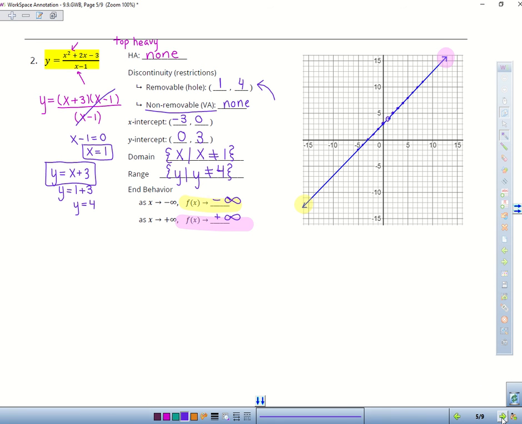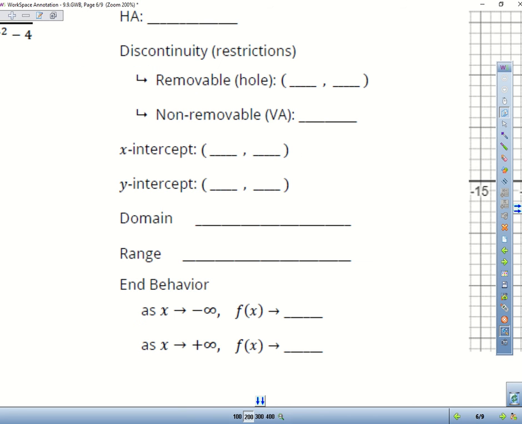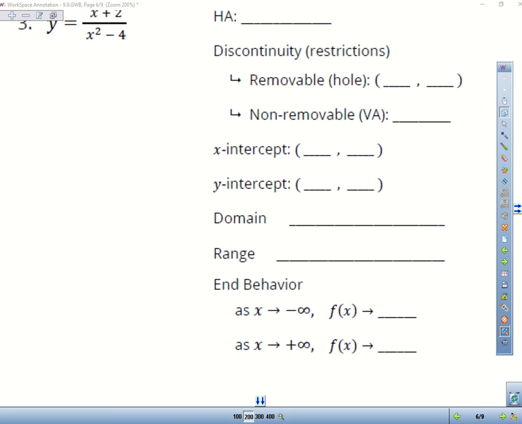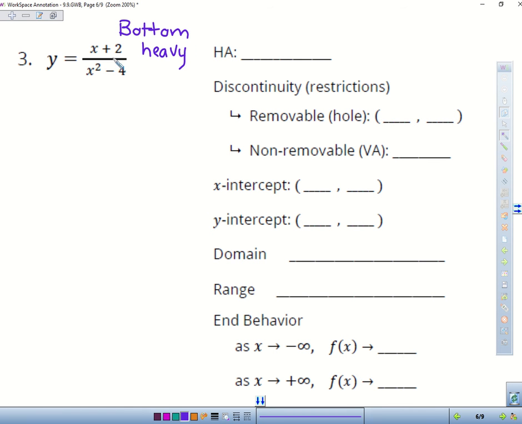All right, so the next one we're going to do is this one here. First thing I do is I determine, is it top heavy, bottom heavy? What's going on with this one? Bottom. Good, this one's bottom heavy. Does everyone understand why? Okay, the degrees, of course. Degree on the top is smaller than the degree on the bottom. So what does that mean about our horizontal asymptotes? Very good. So if you're bottom heavy, your horizontal asymptote is y equals 0.